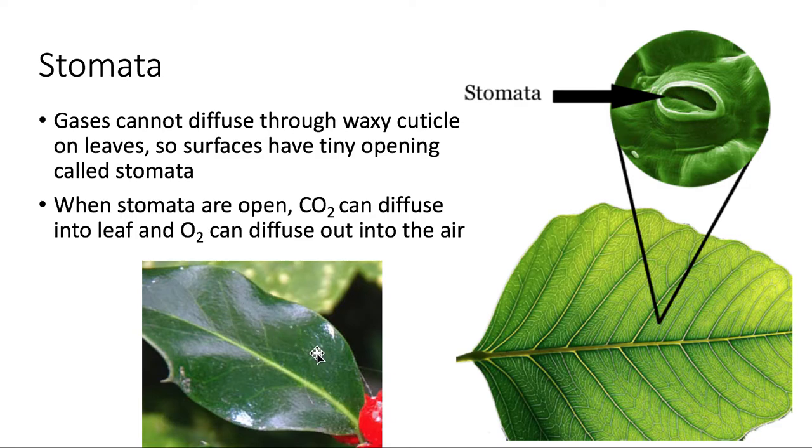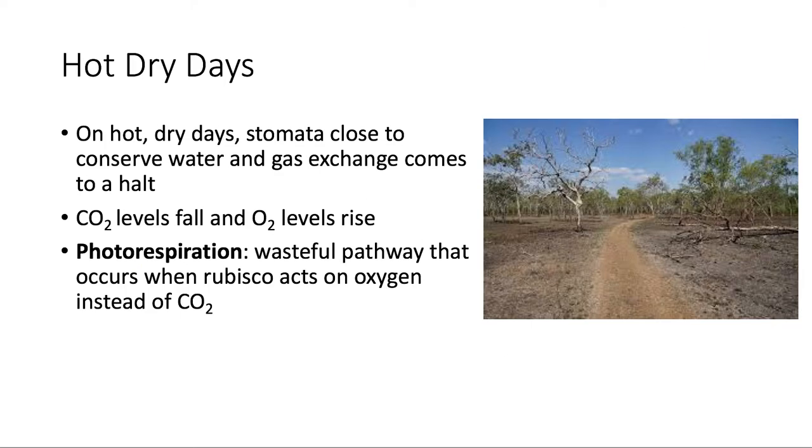The only problem is that gases, oxygen and carbon dioxide, can't get through this waxy cuticle. So what the leaf has, if we zoom in really close to the leaf, are these openings called the stomata, which the leaf can pull closed or push open. And when it's open, then CO2 can come into the leaf and oxygen can come out. However, there's a problem because on hot, dry days, the plant is going to close its stomata so it doesn't lose water. However, the problem with that is that it can't get carbon dioxide then and it can't get rid of oxygen. So gas exchange comes to a halt.